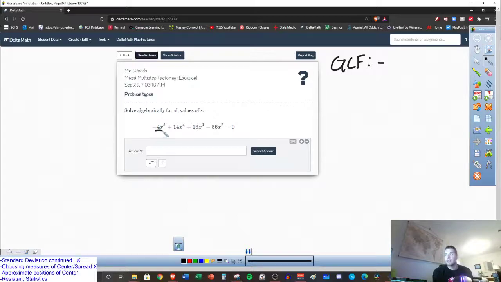Next, I look at the numbers. I got 4, 14, 16, and 56. What's the greatest number that I can divide from all of those? Well, when I look at it, I want to say 4, but you'll notice that 4 doesn't go into 14, so that won't work. So then I'm sort of left thinking, okay, well, it's probably 2 then. So I'm going to go with 2. All right. So we're going to do that GCF.